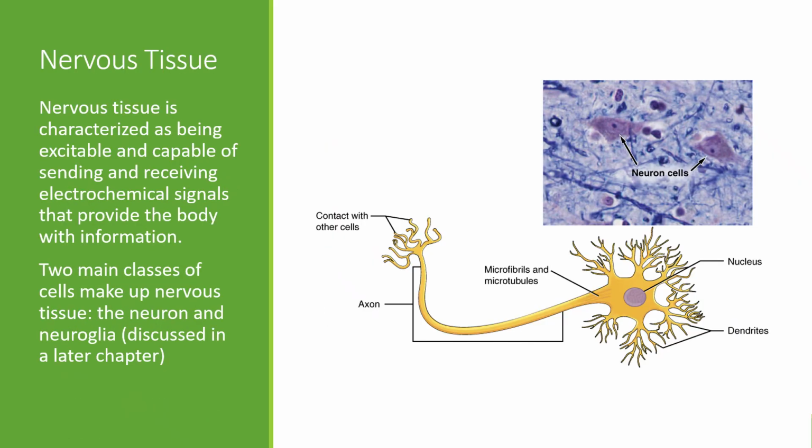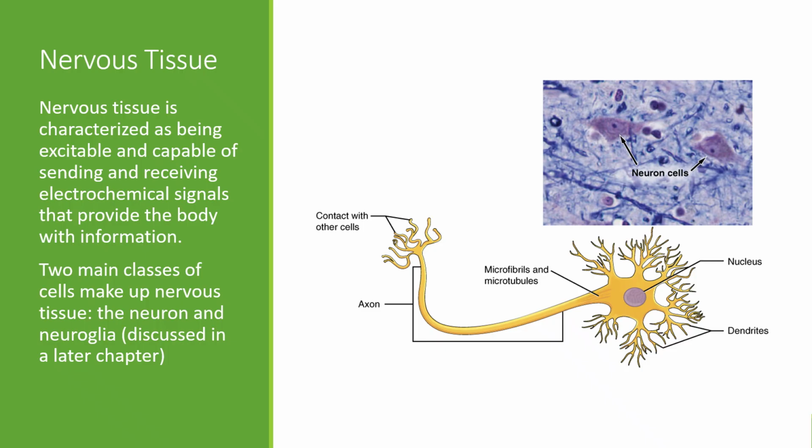That leads us to the last category of tissue, and there's only one slide to look at for this, so I know you have to be happy about that. Nervous tissue is our last big category that we talk about. This tissue is characterized as being excitable and capable of sending and receiving electrochemical signals that are going to provide the body with information. So this is what we spend the last couple of weeks of the semester looking at, because the nervous system is huge.